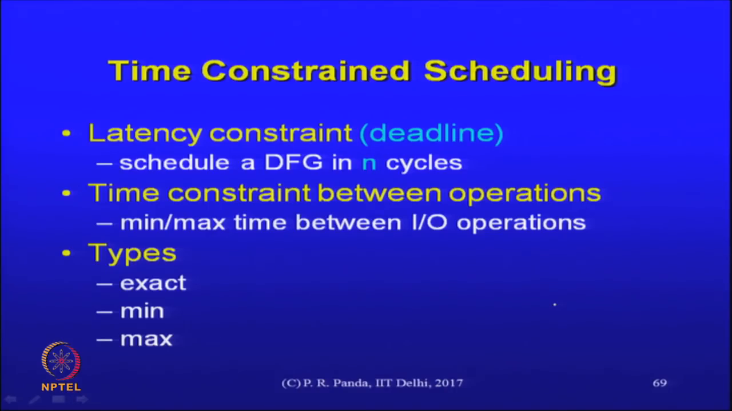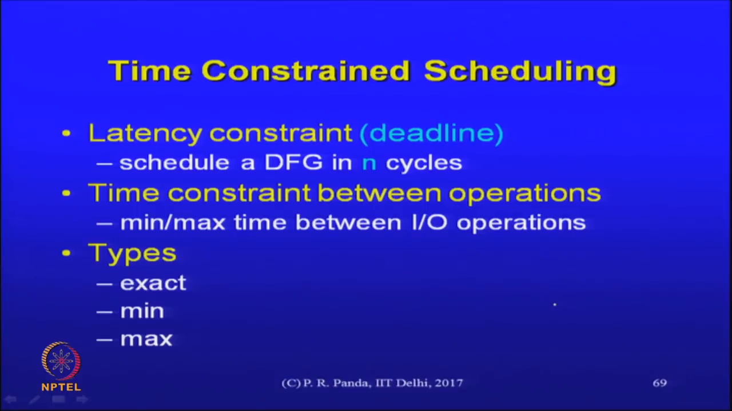Let us look at the other problem definition. We looked at resource constraint scheduling. Resource constraint scheduling fixed the resources that you would take, and the optimization was to minimize the latency. Time constraint scheduling is the other way around. You impose a latency constraint, that is a deadline, that says that you must schedule the DFG within a fixed number of cycles. But within that you have the flexibility to schedule operations wherever you can, and in the process you optimize the resources.